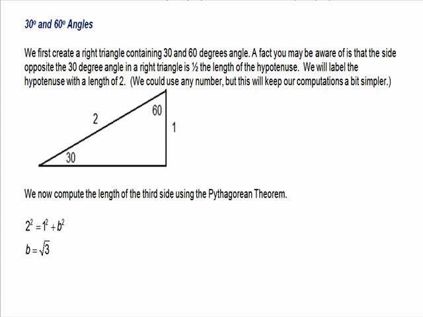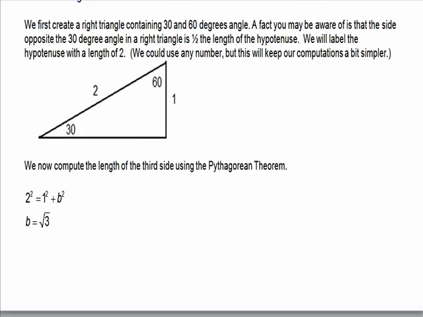And so a fact that you might be aware of is that in a 30-60-90 triangle, the side opposite the 30-degree angle is always half the length of the hypotenuse. So what I'm going to do this time is label the hypotenuse with a length of 2, and so the side opposite the 30-degree angle will be half the hypotenuse, so that's going to be 1. And then I'm going to use the Pythagorean theorem to get the third side.